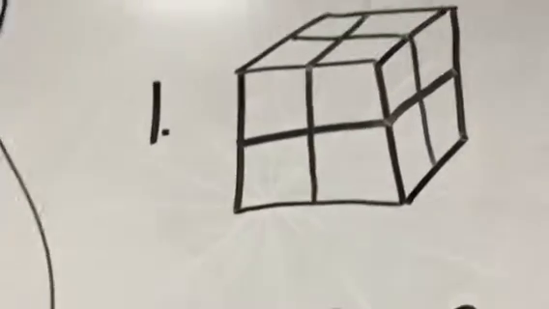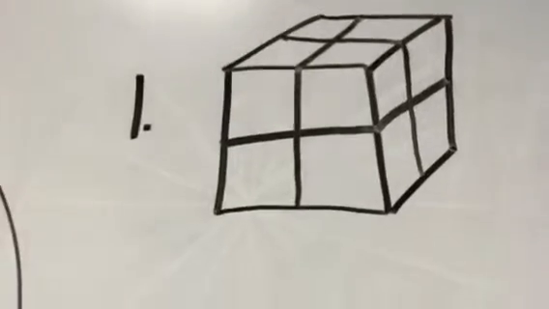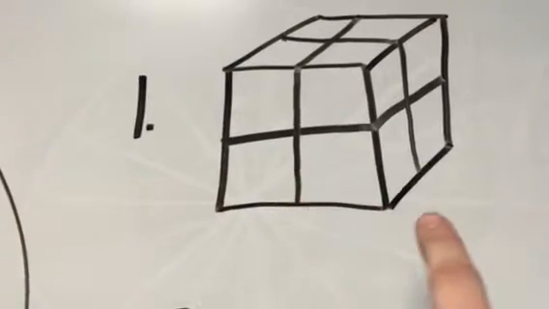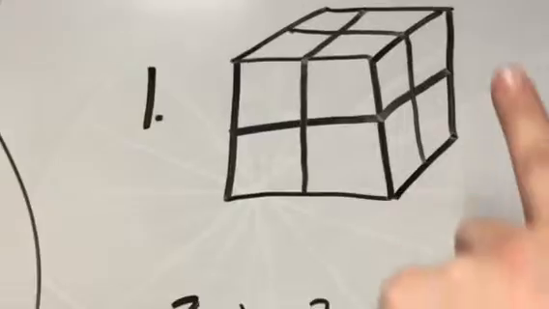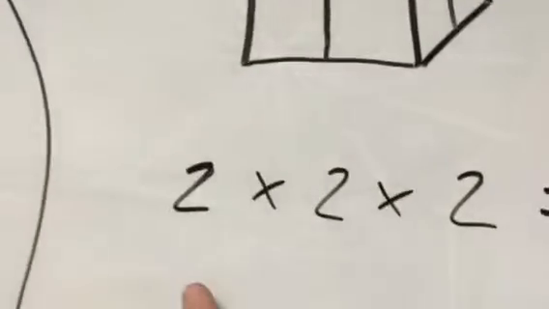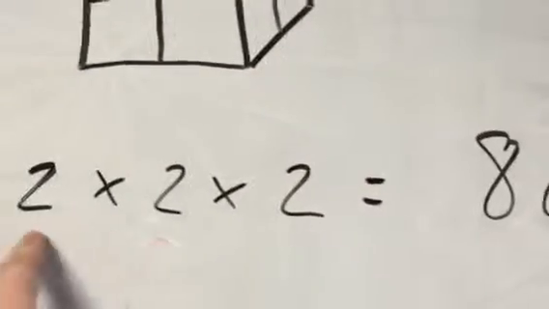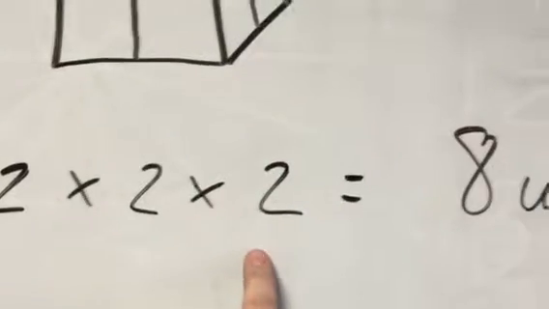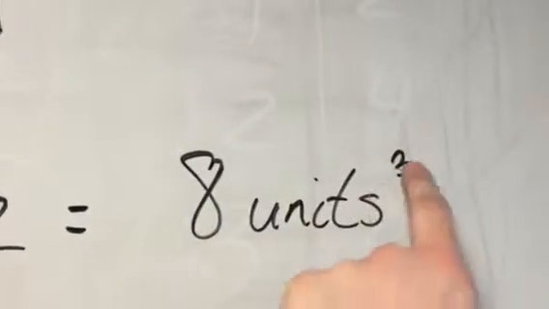Let's look at the formula: length times width times height. There are 2 units long, 2 units wide, and 2 units high. So that would be 2 times 2 times 2. 2 times 2 is 4, times 2 is 8. So our answer is 8 units cubed.